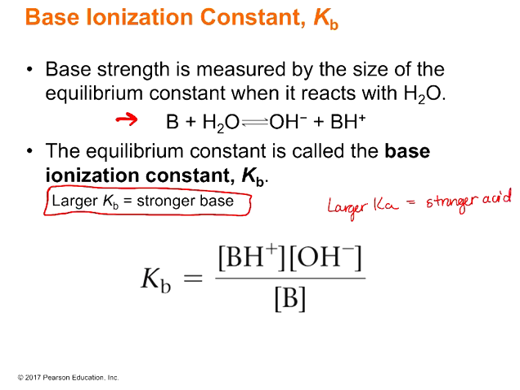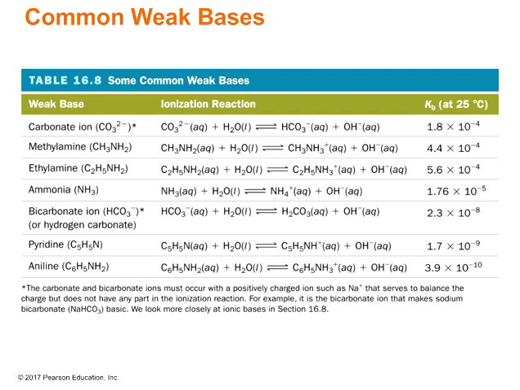Down below, we can see the expression for Kb is equal to the concentration of the conjugate acid times the concentration of hydroxide ions divided by the concentration of the base. So if we have a really large value of Kb, that means we have a lot of product that's forming. And if we have a lot of product, that means the base is really strong. It very easily dissociates in solution to produce products. Now, if you have a smaller value of Kb, that means you have a weaker base.